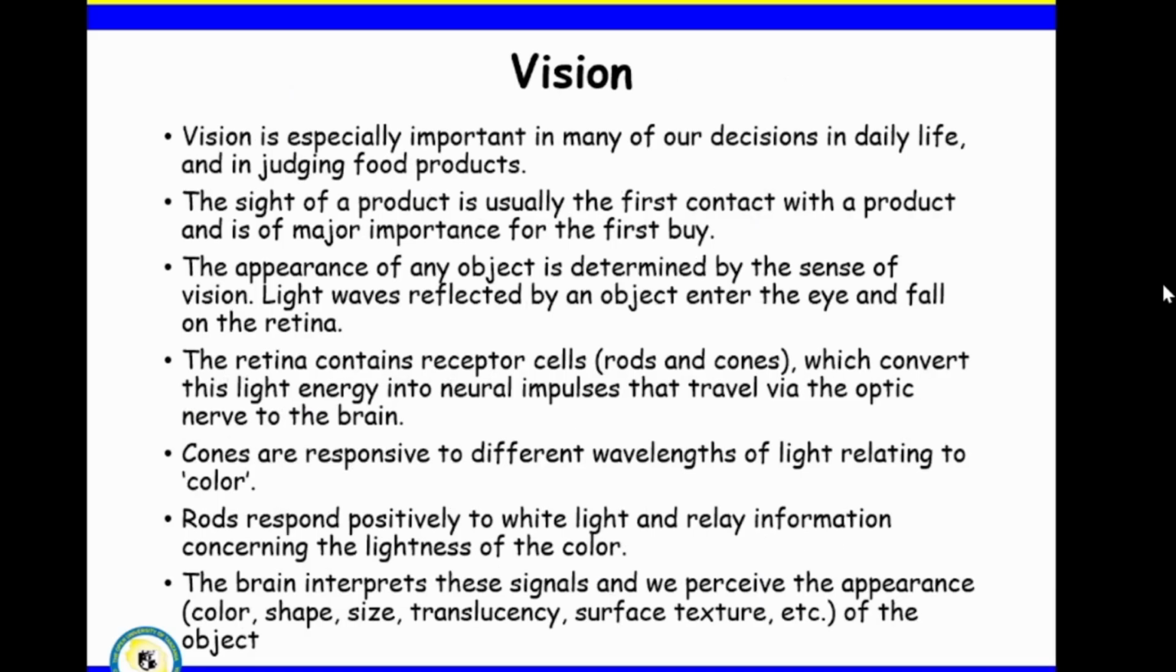One of the sensory attributes is vision. Vision is especially important in many of our decisions in daily life and in judging food products. The sight of a product is usually the first contact with a product and is of major importance for the first buyer.